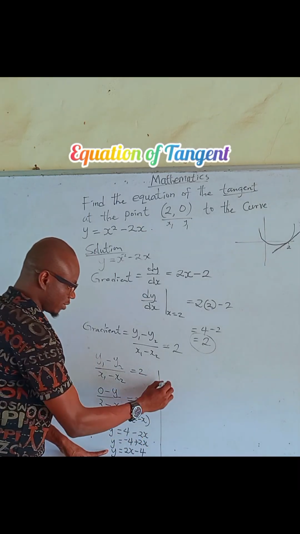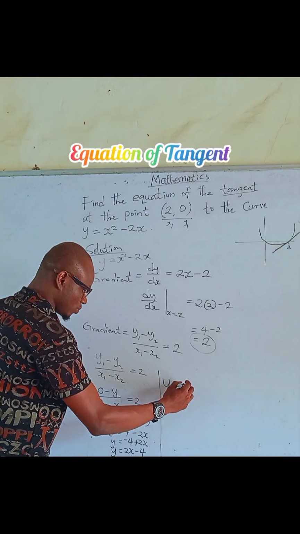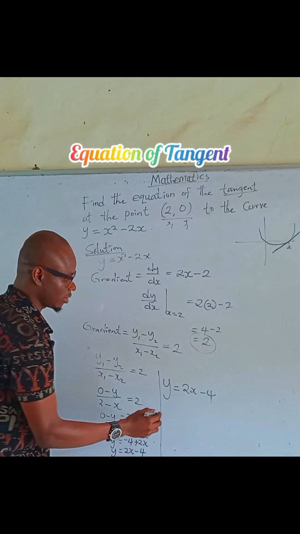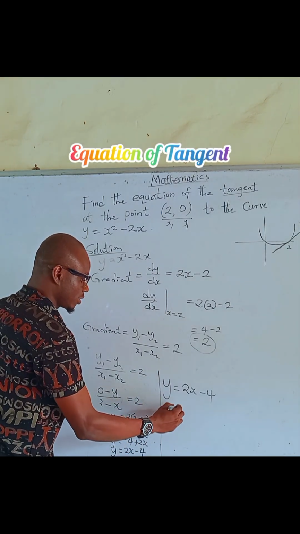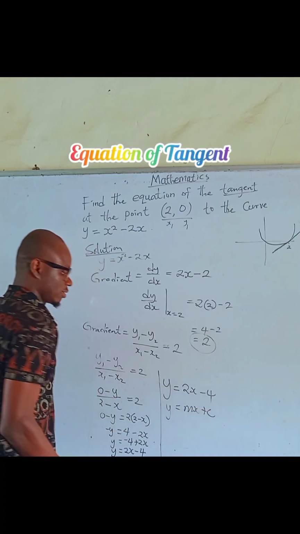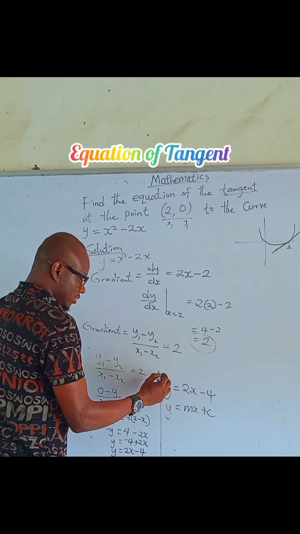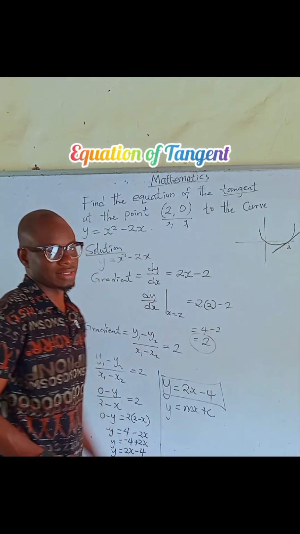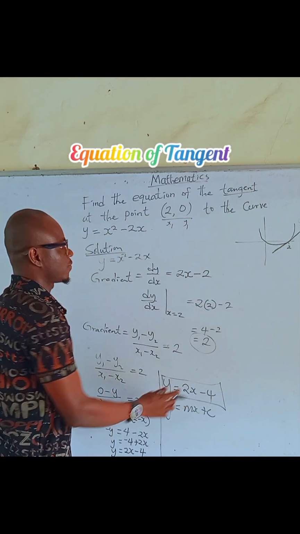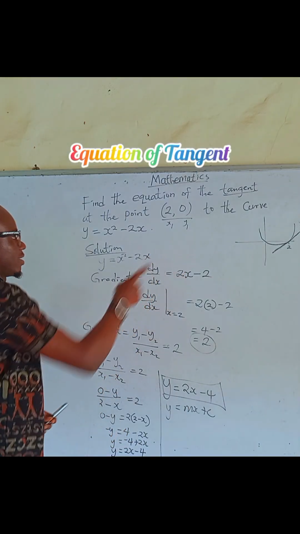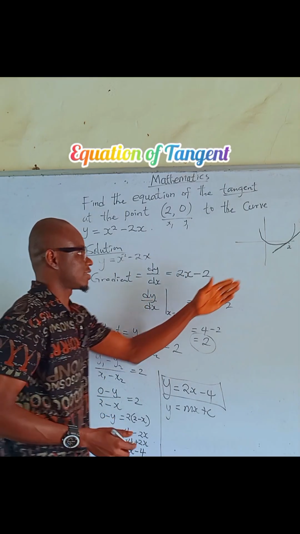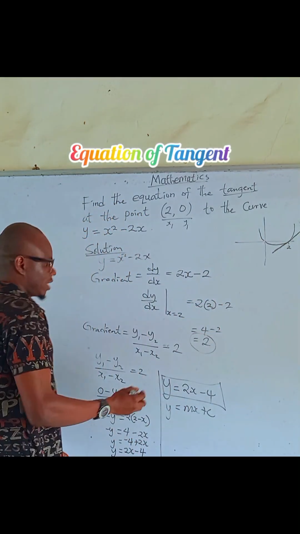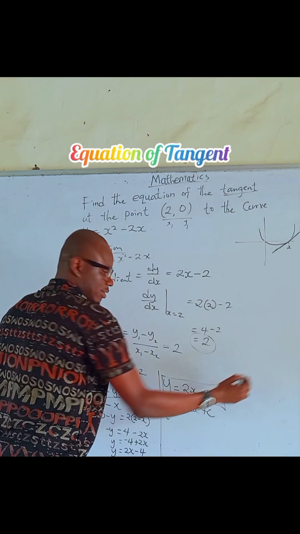So from this equation that we have derived, y is equal to 2x minus 4, we can relate it to the general formula of a linear equation, y equals mx plus c. So this is the equation of the tangent at this point on the curve: y equals 2x minus 4. That is the equation of that straight line at the particular point where x is equal to 2 and y is 0. So that is the equation of the tangent.